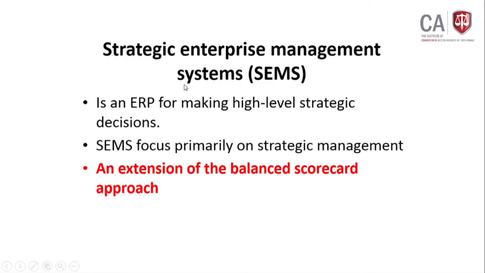If it is in the question paper, sometimes they will ask what is the extension of the balanced scorecard approach. What should be the answer? That is strategic enterprise management system. It is an extension of the balanced scorecard. Definitely this kind of keyword will be considered for making questions. Normally when preparing the questions, they mostly focus on the keywords. So here we can identify this as an extension of the balanced scorecard approach. In addition, the balanced scorecard has four components. Other than that, it's an extension. It means it's an addition, right?